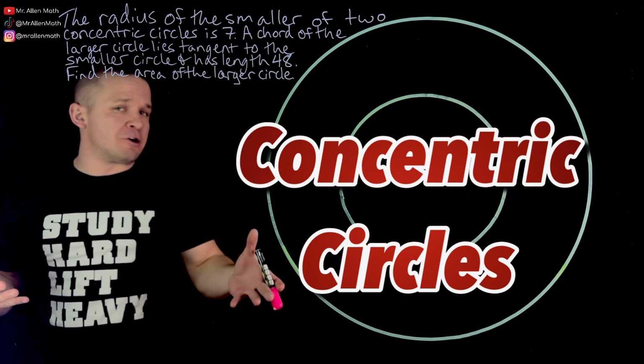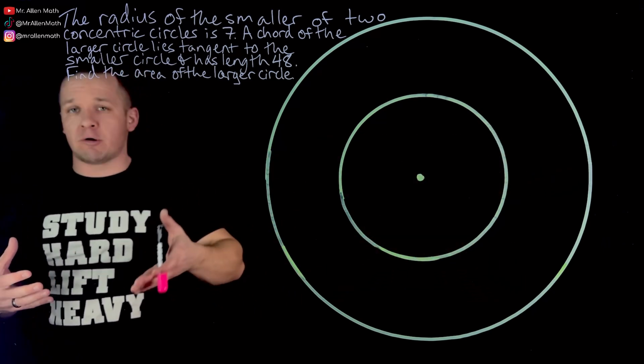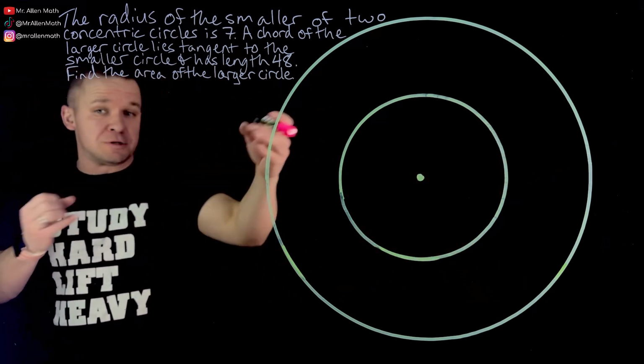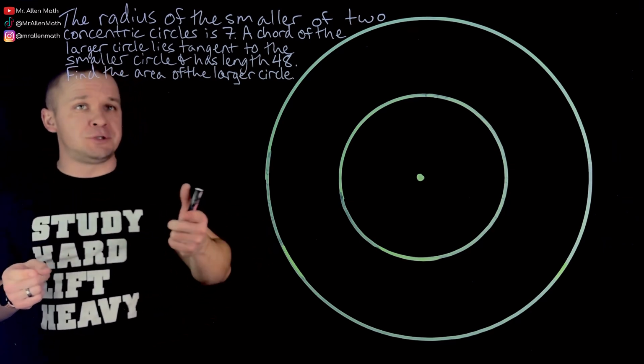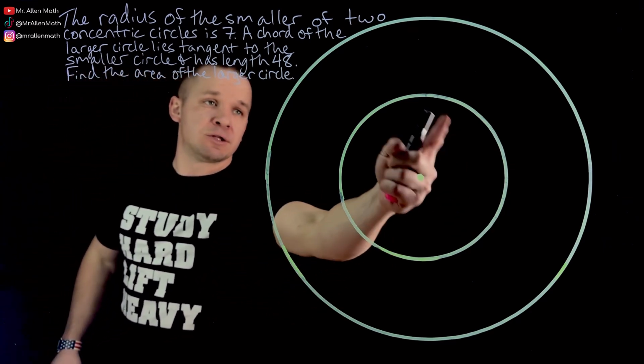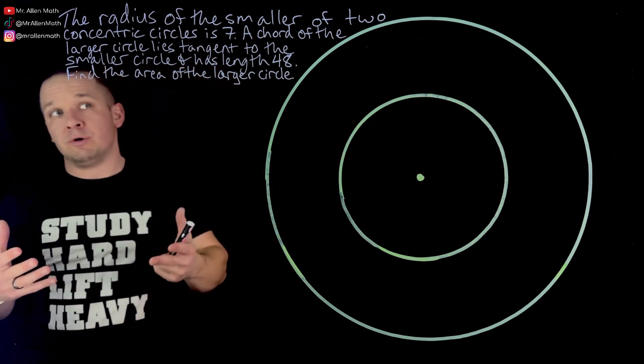Concentric circles are just circles that share the same center. It could be 2 circles, 3, 4, whatever. It makes this kind of bullseye looking thing here, all right? And we have the radius of the smaller of the 2 concentric circles is 7. So the radius of this circle is 7 units.